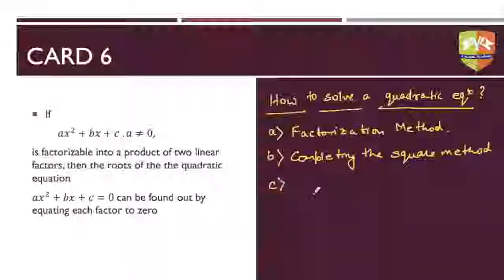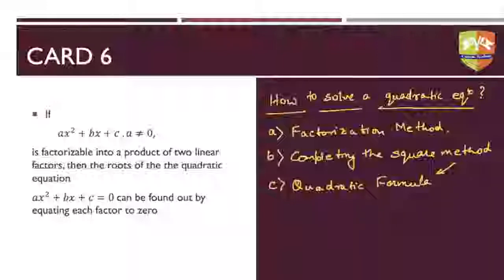And third is the quadratic formula. Now, the quadratic formula is a direct fallout of the completing the square method only, so they are linked. The quadratic formula comes from this, but now we have a direct formula to solve any quadratic equation, correct? Now we'll take up the factorization method, the completing the square method and the quadratic formula one by one.